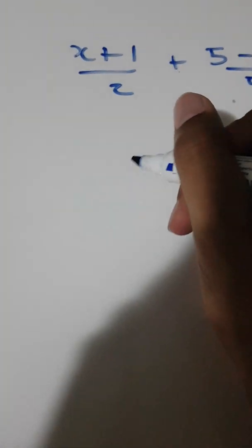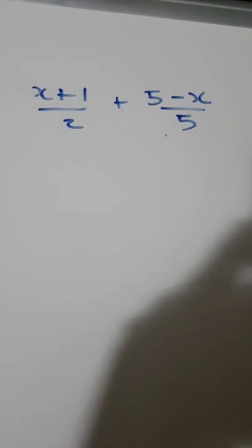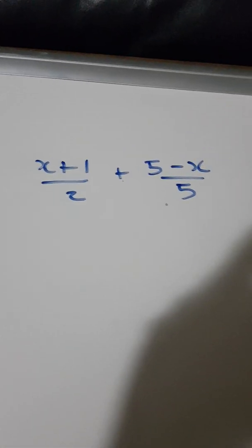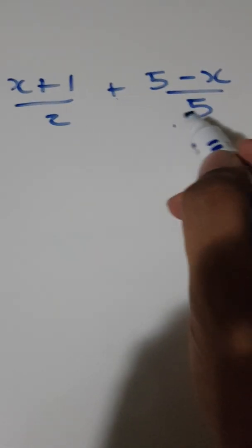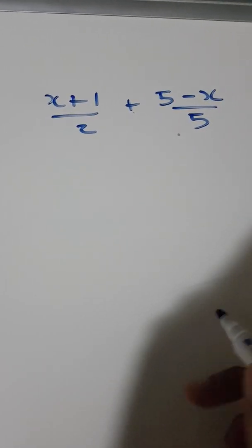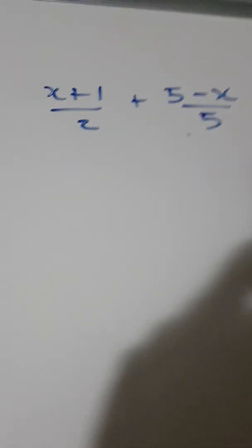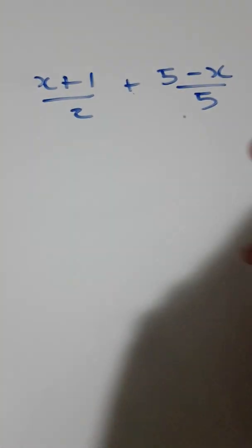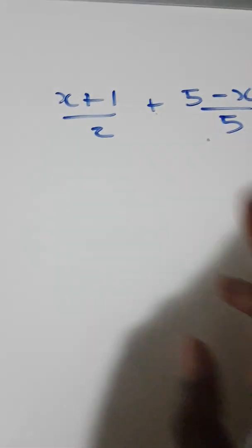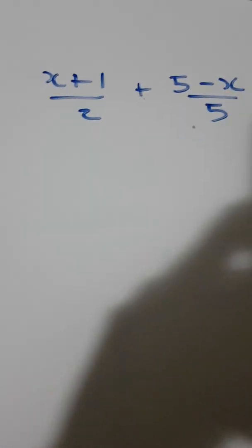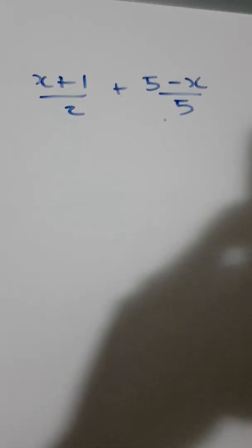So, in order to be able to simplify this operation, we have to find a common denominator. In other words, you have to find a lowest common factor that we can use to solve and simplify this entire fraction. So let's get into it. First, we're going to find the lowest common factor. In other words, just multiply 5 by 2, we get 10.